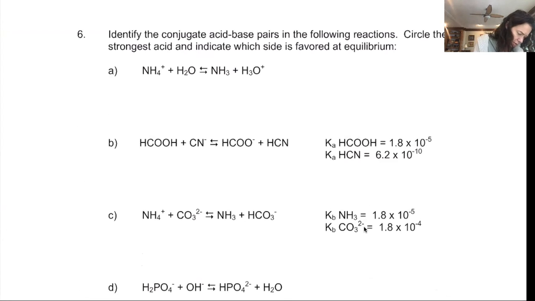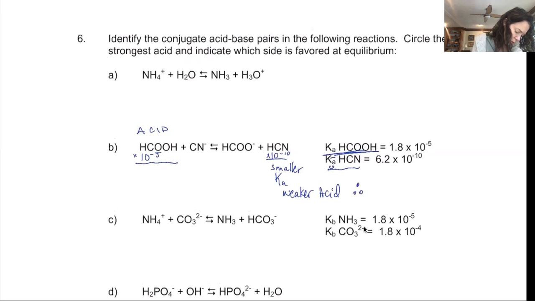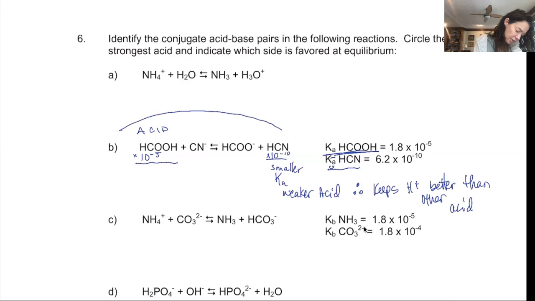So we've got two acids present, all right? This is an acid, which we have right here, with its Ka value of times 10 to the negative fifth. Here's another acid, HCN, with its Ka value of times 10 to the negative 10th. So this is a smaller Ka, therefore this is a weaker acid, right? Therefore it keeps H better than the other acid. So I know that my equilibrium is going to lie over here.